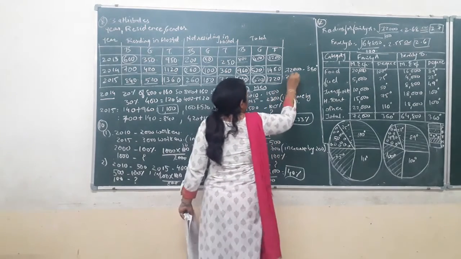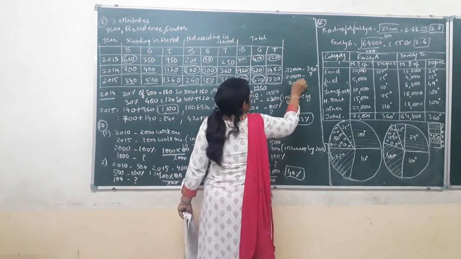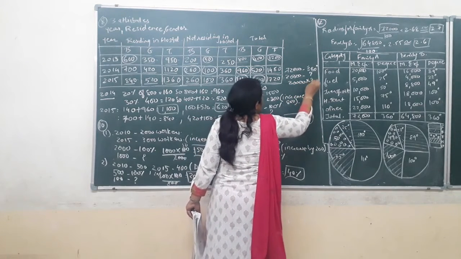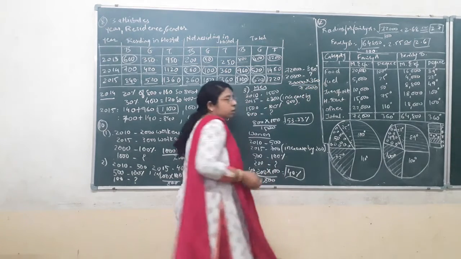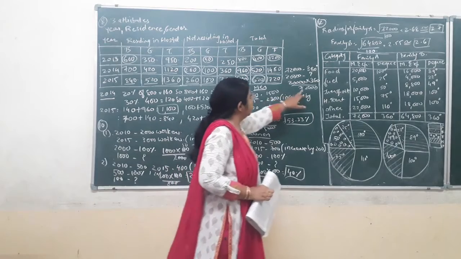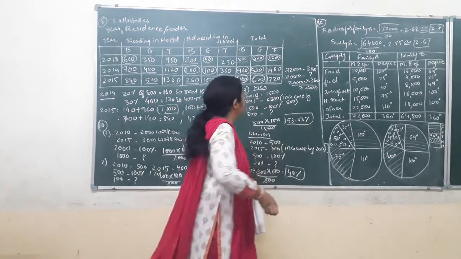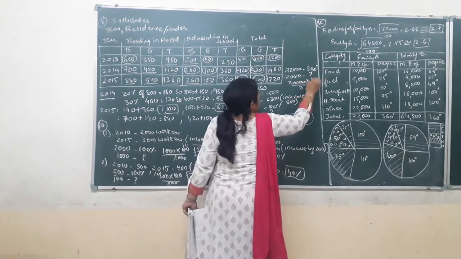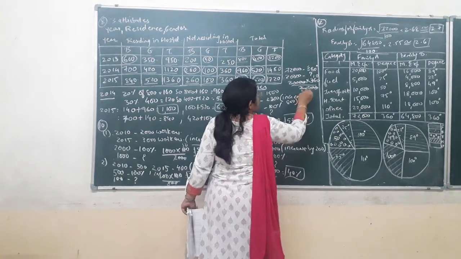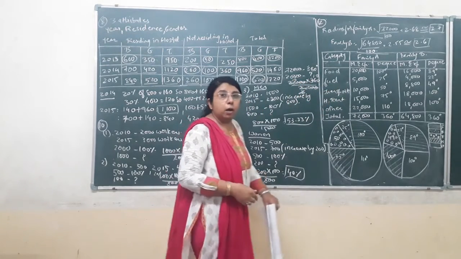Then for 20,000 expense, what would be the degree? So the calculation would be 20,000 multiplied by 360 upon 72,000. By doing this cross multiplication or division, you will get the answer, that is 100 degree. Here you can see 3 zeros will be cancelled. 36 tens are, 36 twos are, 2 tens are. So 10 tens are 100. So it will come to 100 degree.